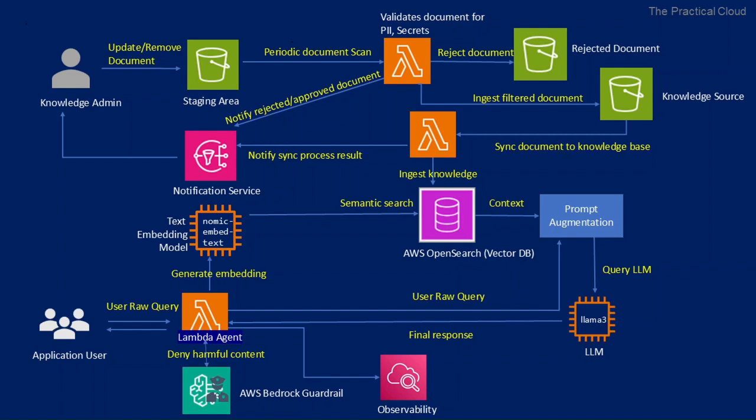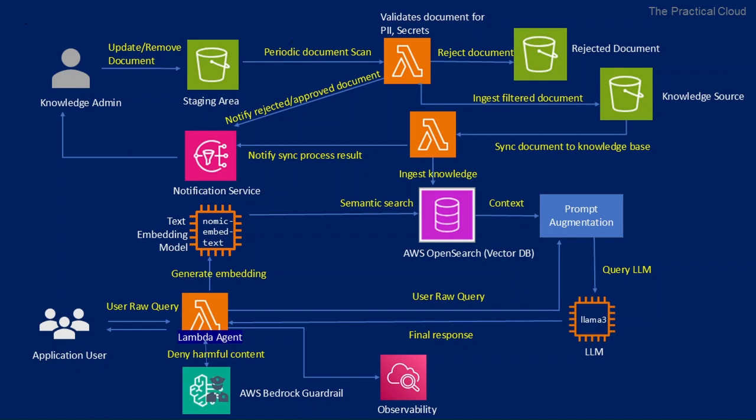Those documents will then be scanned by a Lambda, where it will check if the document has any PII or any secret stored in it. If it is good, then it will be sent to the knowledge source, the rightmost bucket you can see. If there is anything problematic in the document, then those documents will be rejected and sent to the rejected documents bucket. Whether they are rejected or processed, we will be notified through the SNS service. You can see a notification service over there.